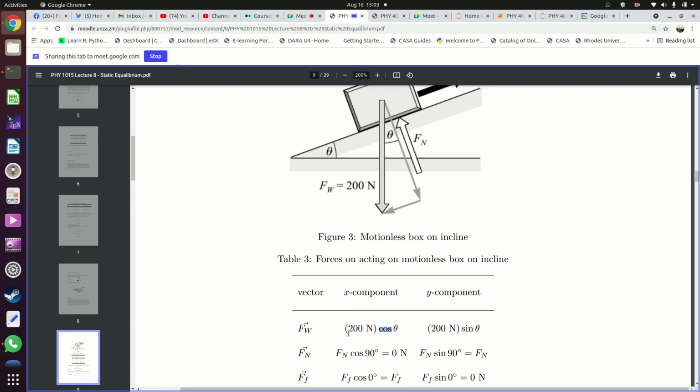This is supposed to be here, and the other thing is what you're supposed to put here. This bit here is 200 sine theta. This bit here is 200 cos theta. Are we clear? This side is the x component, and this is the y component, which is 200 cos theta. This bit here is 200 sine theta. I think I need to make a correction where I switch them, this side and this side.